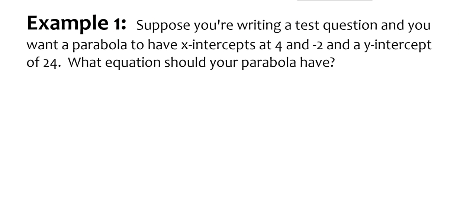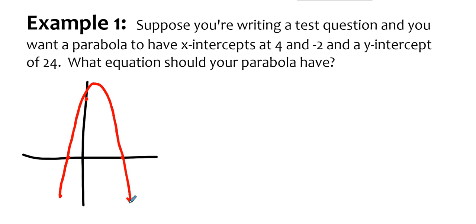So suppose you're writing a test question, you want a parabola on your test, you want that parabola to have x-intercepts at 4 and -2 and a y-intercept of 24. What equation should your parabola have? Think about it for a moment. You want x-intercepts at 4 and -2 and a y-intercept of 24. It's gotta look like this. Pause for a moment. Think about what equation the parabola should have.